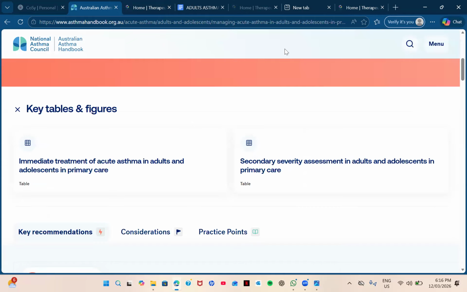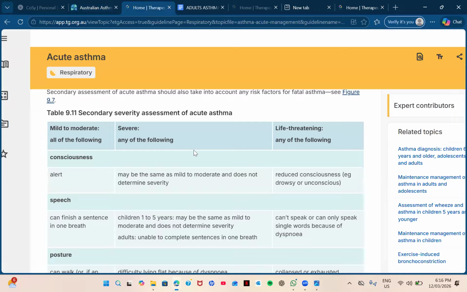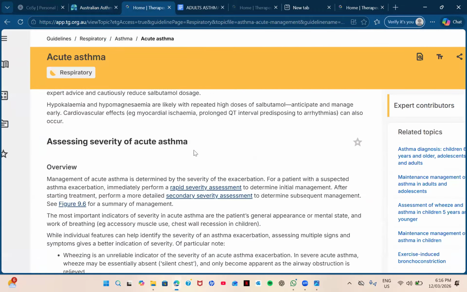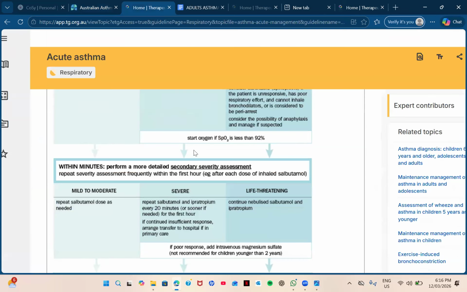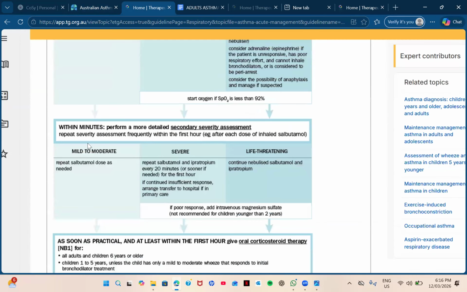This is the easier chart. Then, let's discuss after what we can do here. Within minutes, perform more detailed secondary severity assessment. So repeat severity assessment frequently within the first hour, for example after each dose of inhaled salbutamol.